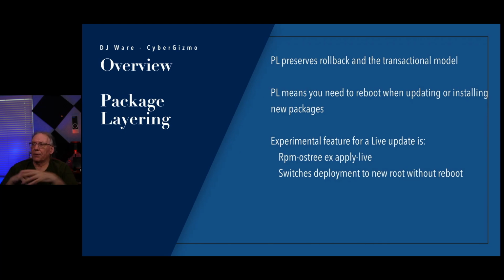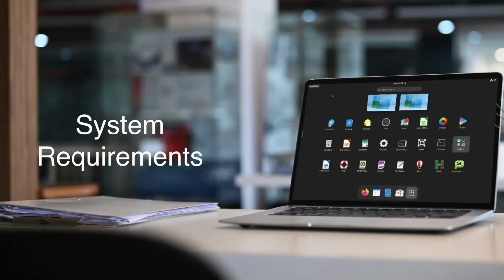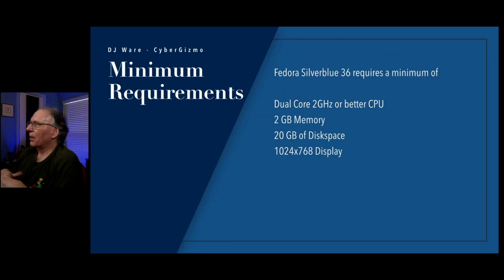So I'm assuming these are still experimental. So rpm-ostree apply-live, which is a live update. If I have a change in the kernel, it's going to try to update live. It switches deployment to a new root without reboot. So those are experimental features. Try at your own risk. Not for prime time, right? Not for prime time. That's the core of Silverblue. We got through it all. I guess at the end I'll summarize all this for you.